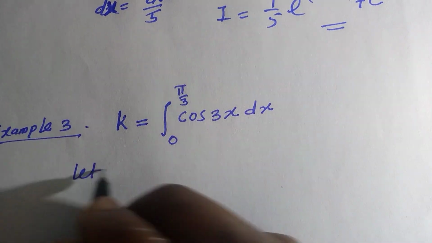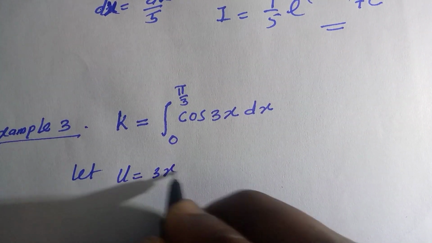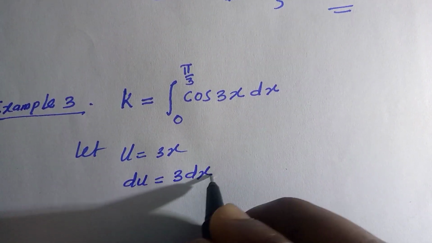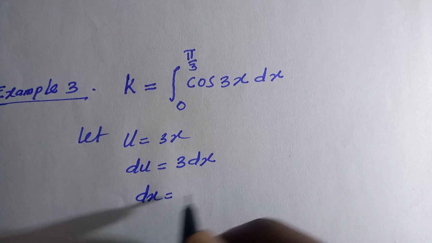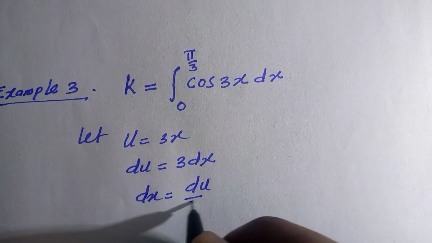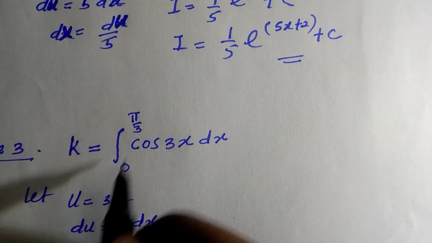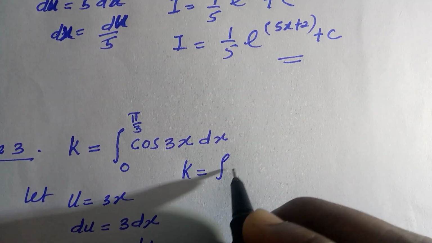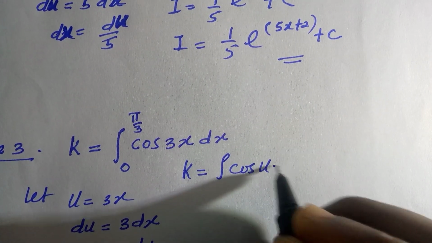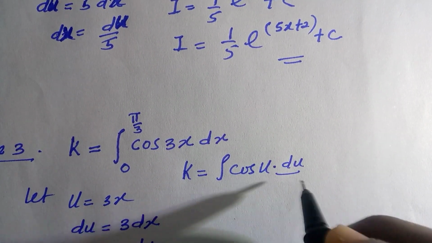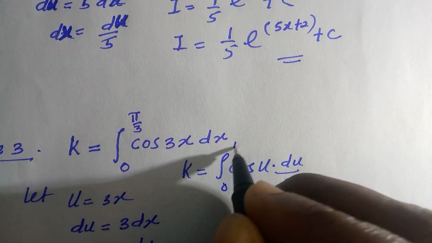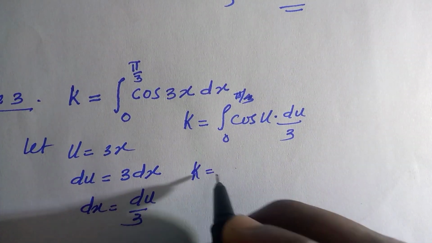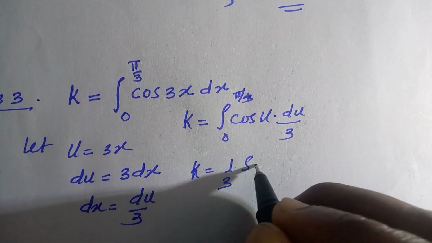If you are given this, we let u be equal to 3x, all right, and du equals 3 dx, and by making dx the subject, we have du divided by 3, and by putting it here, anywhere we see 3x, we replace it with u. But this one is a definite integral, so we have K equals the integral of cos u, du divided by 3. We have 0 to pi over 3, and the next thing is we have K equals 1 divided by 3 and sine of u.